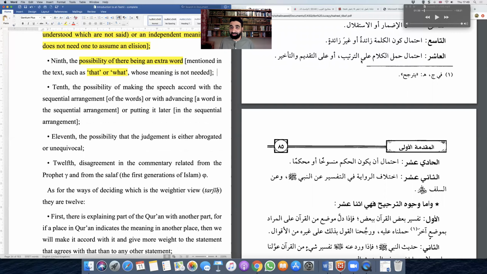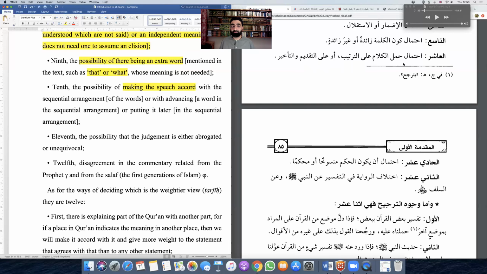10th, احتمال حمل الكلام على الترتيب. So the possibility of making the speech accord with the sequential arrangement. You're not making it accord. Or with advancing a word in the sequential arrangement or putting it later in the sequential arrangement. So awkward, this translation, right?